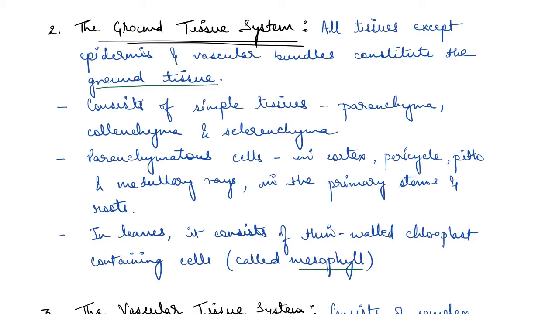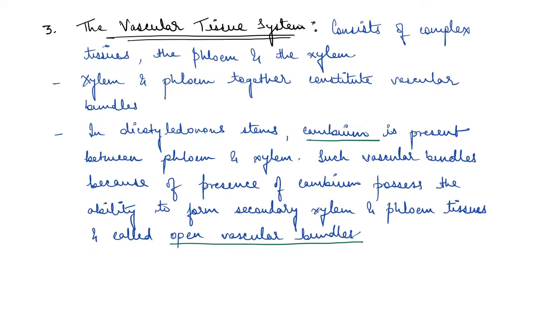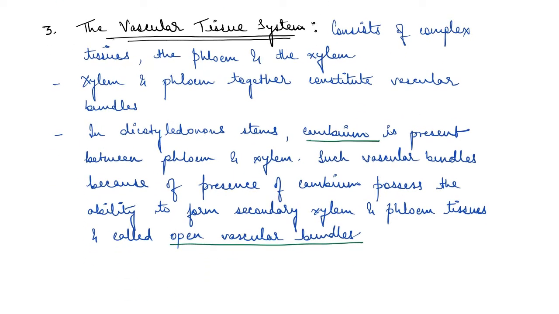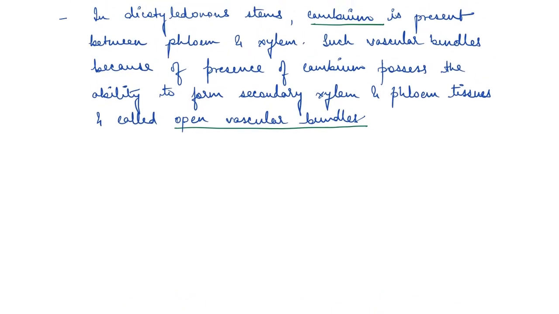Now again, the third system is very important, which is the vascular tissue system, because it has complex tissues like xylem and phloem. So the vascular system consists of complex tissues, phloem and xylem. Now xylem and phloem together constitute the vascular bundle. They together constitute what? The vascular bundle.